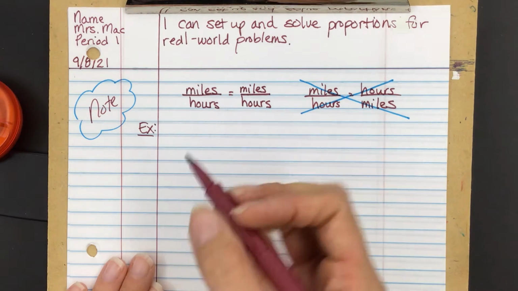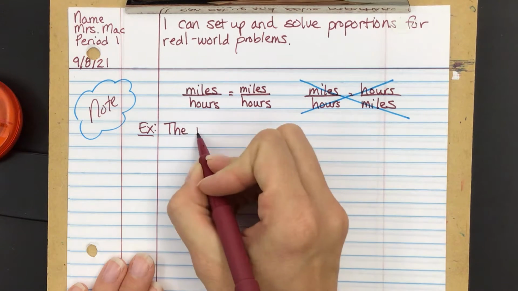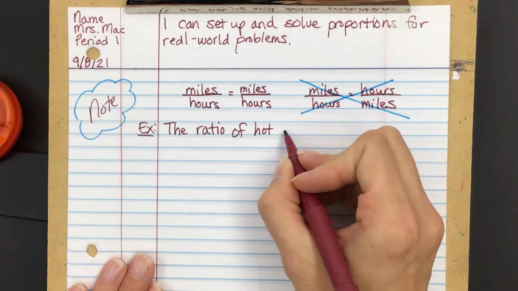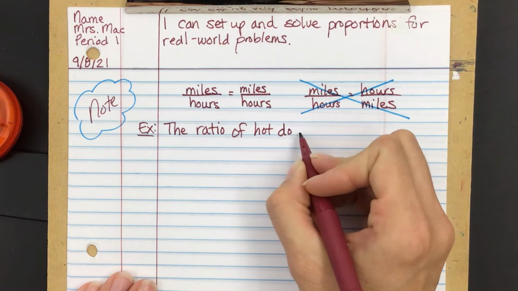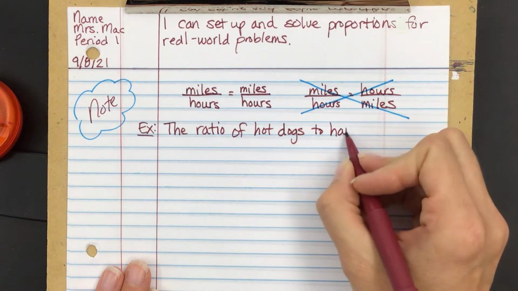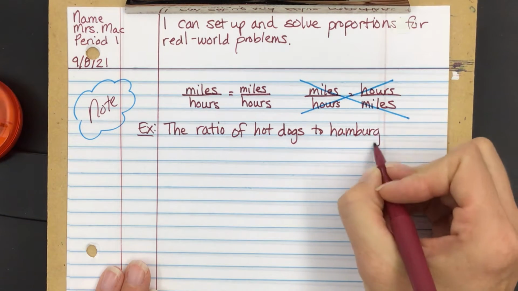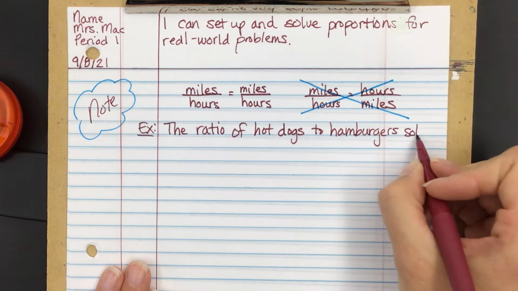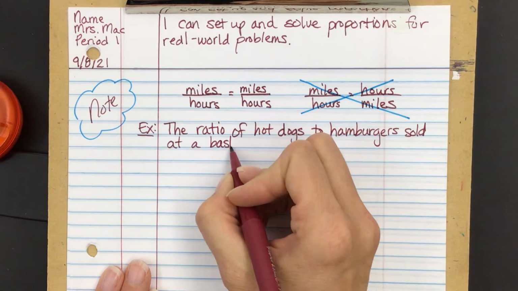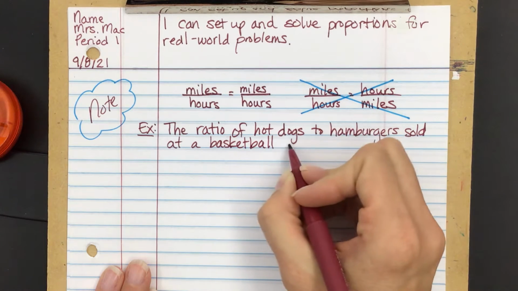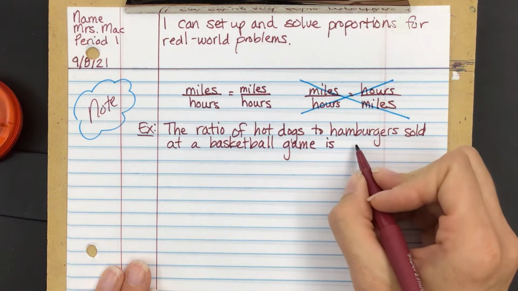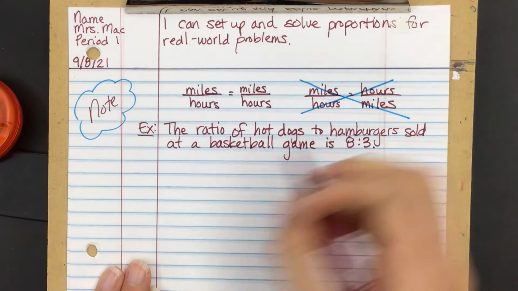So let's see that the ratio of hot dogs to hamburgers sold at a basketball game is 8 to 3. Okay.